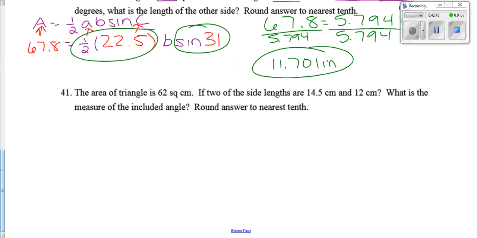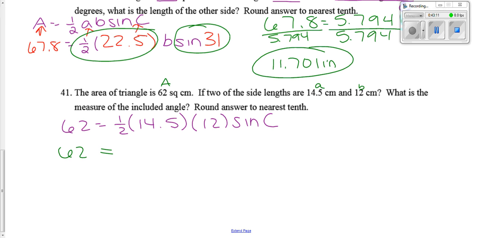41. This time the area is 62, and the two side lengths are 14.5 and 12. So I have 62 equals 1/2 14.5 times 12 times the sine of C. Multiply together what we have. So 62 equals 87 sine of C. Divide everything by the 87.